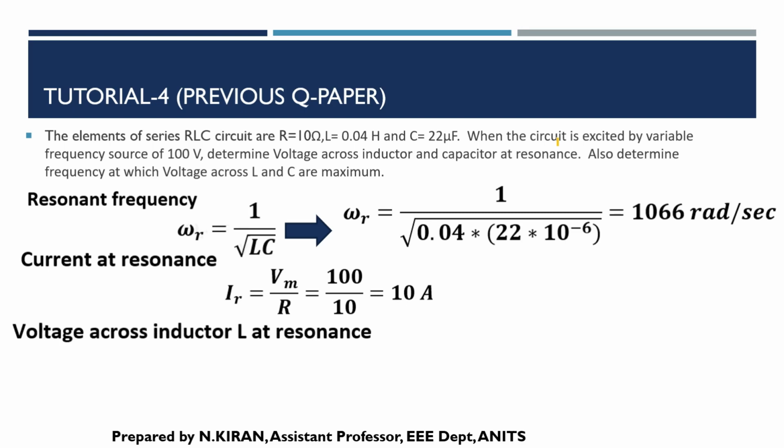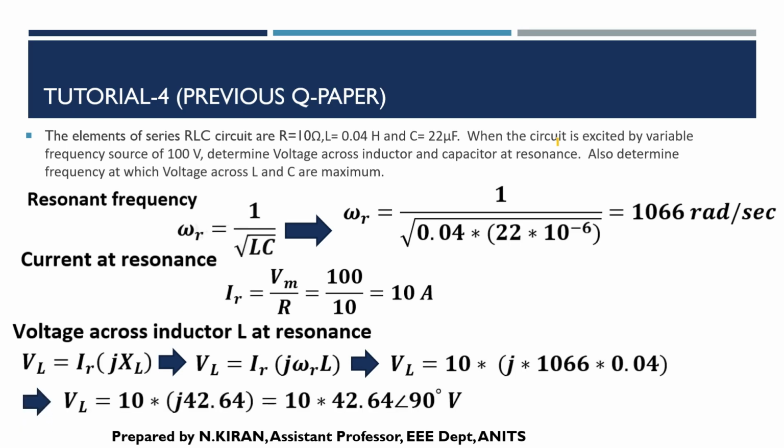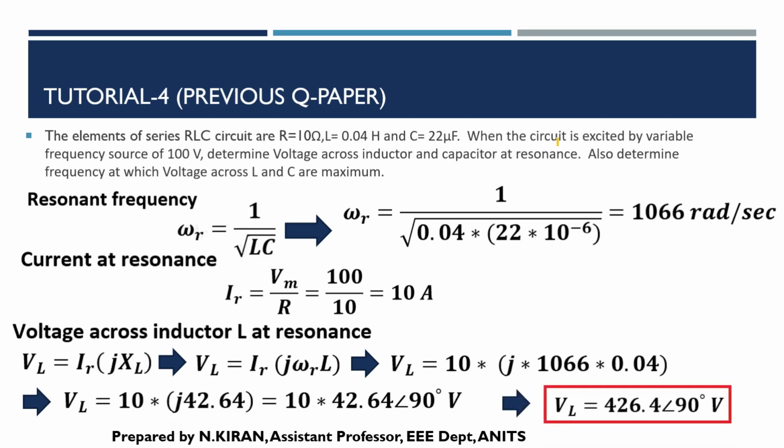Now we have to determine the voltage across inductor at resonance. The formula for voltage across inductor is VL is equal to I into jXL, where here IR is indicating the current at resonance. We know the value of current at resonance. Just substituting the values of both XL as well as IR in the formula, we know that XL is nothing but omega into L. So on substitution, the voltage across inductor at resonance is 426.4 at an angle 90 volts.